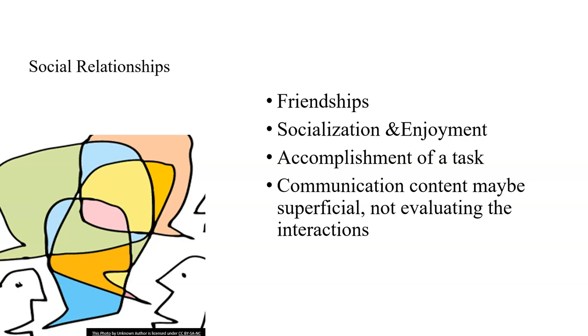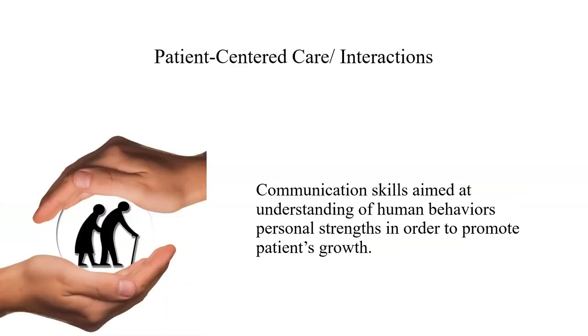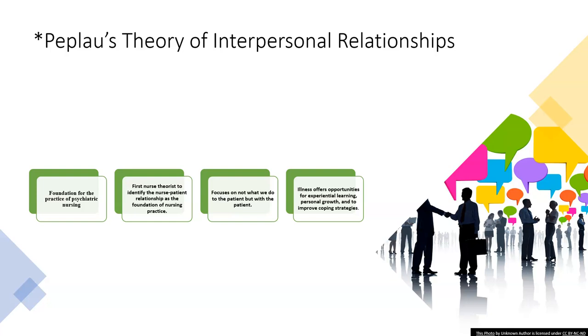So we have to realize there's two types of relationships. We have social relationships. Mutual needs are met, friendships, right? We give advice. Sometimes there's superficial communication. But then we have those patient-centered, and this is where a lot of our communication skills are aimed at helping our patient grow.